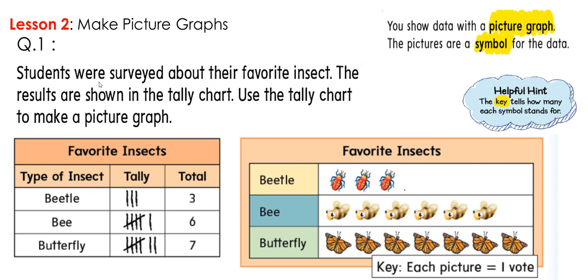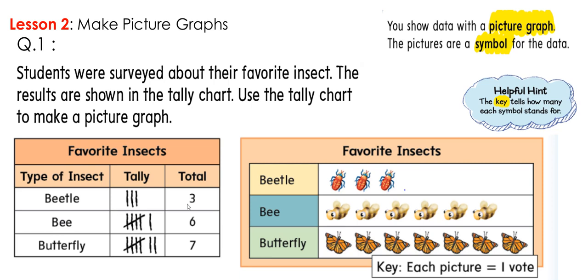Let's read the question. Students were surveyed about their favorite insect. The results are shown in the tally chart. Use the tally chart to make a picture graph. So here we have a tally chart with all the data, all the information about the survey that was taken. So we have to make this into a picture graph. So the picture graph is showing the favorite insects. Do you have a favorite insect? Yeah, I do like butterflies.